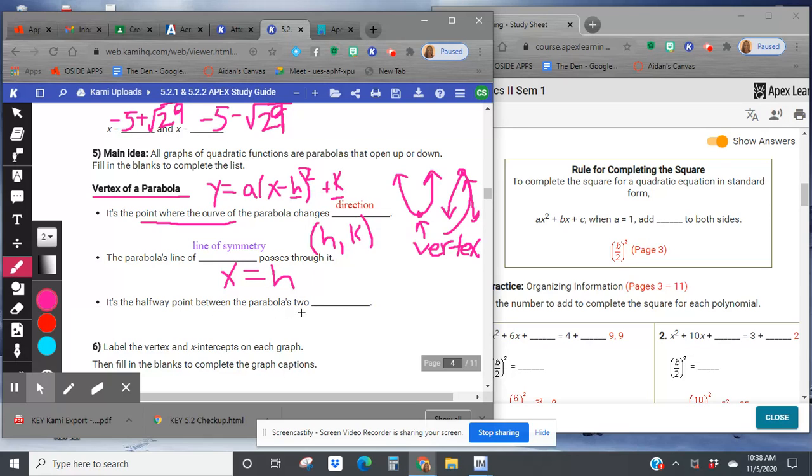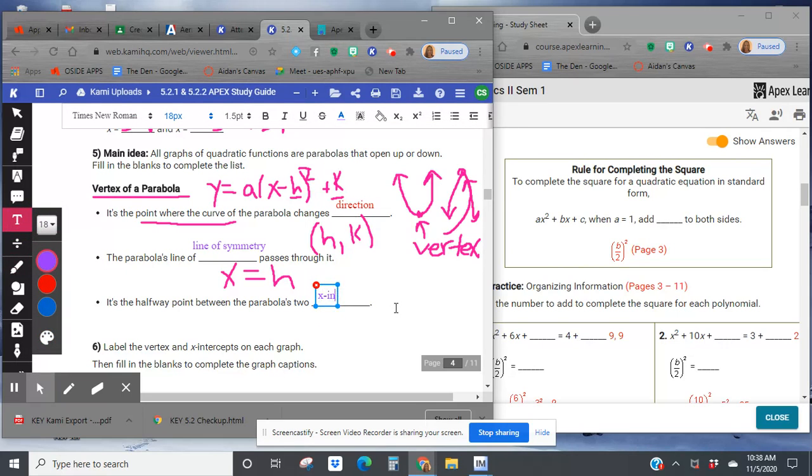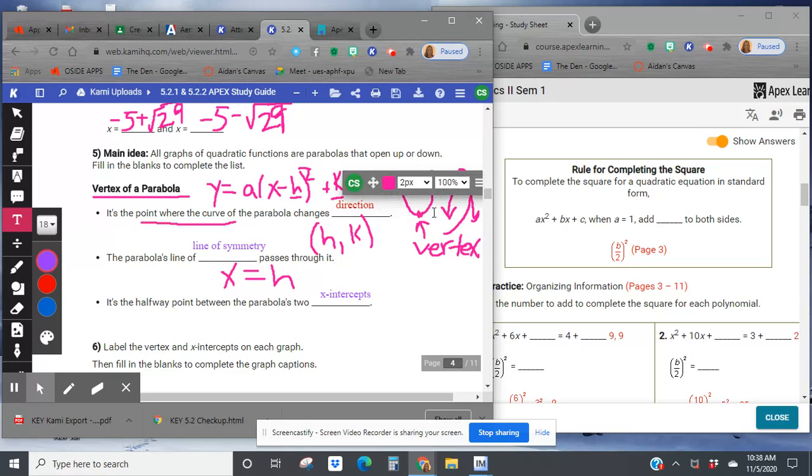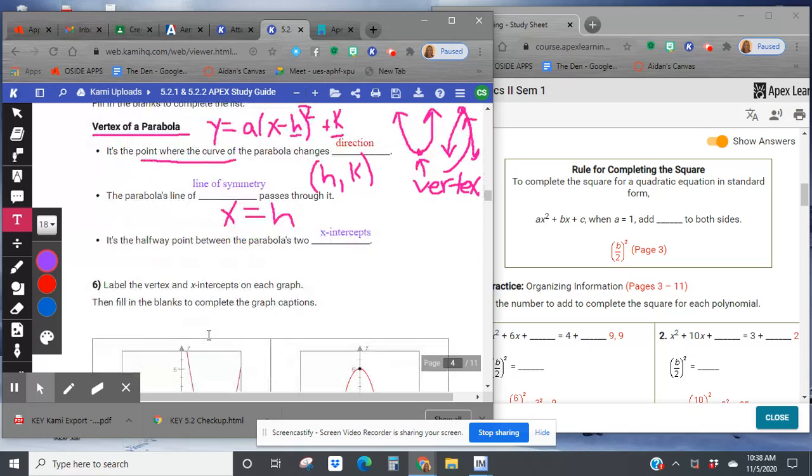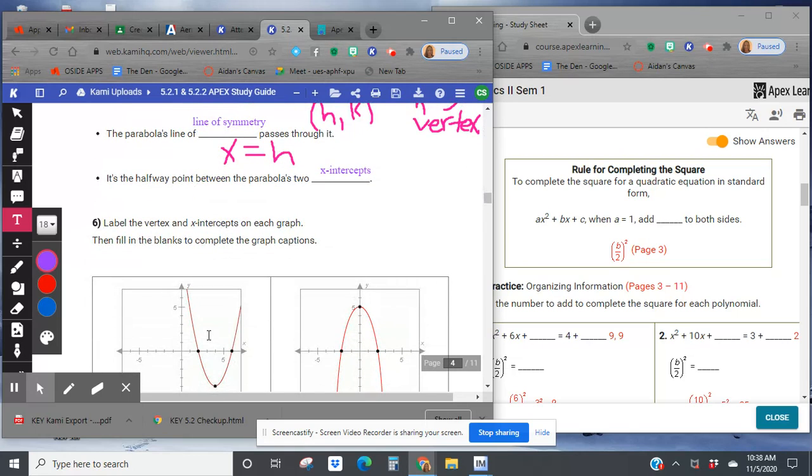The halfway point between the parabola's two x-intercepts. Oh, here comes this conversation about x-intercepts again. It's finally their day. So picture a line of symmetry being dashed straight through this, and it's the exact halfway point in the parabola between the two x-intercepts.